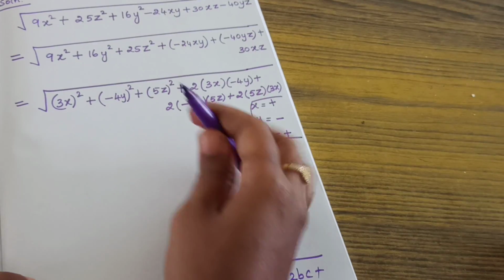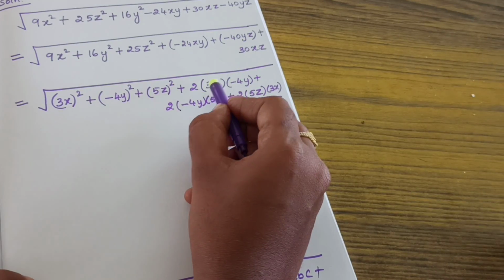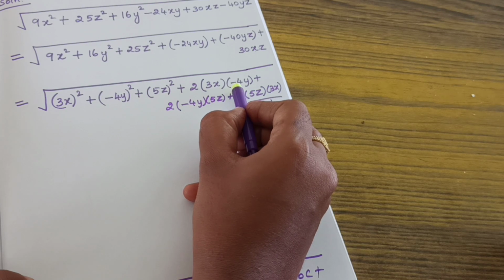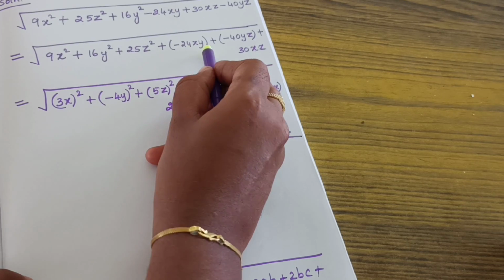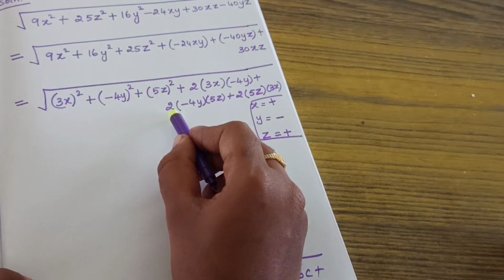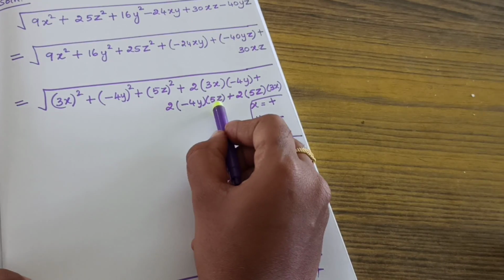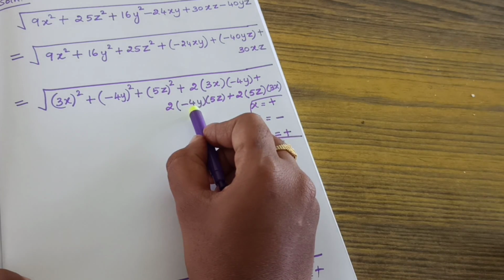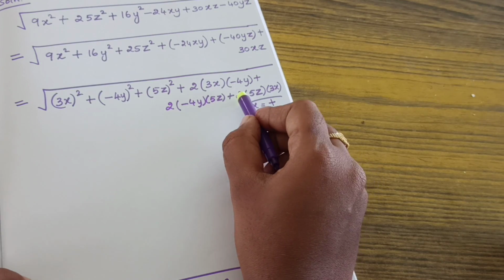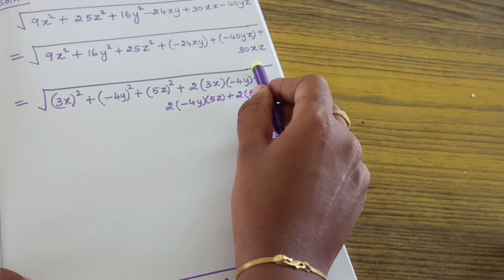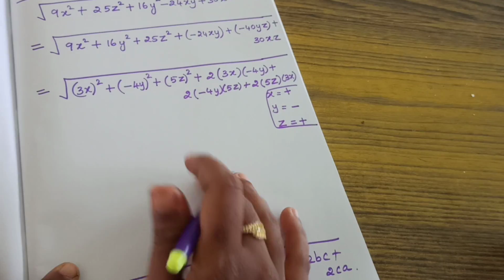Now check for this. 2 3s are 6, 6 4s are 24xy, correct no? Minus 24xy, we got the correct term. Then 4 2s are 8, 8 5s are 40. So minus 40yz, the term is here. So this is correct. Then 10 3s are 30xz. So the expansion is correct.